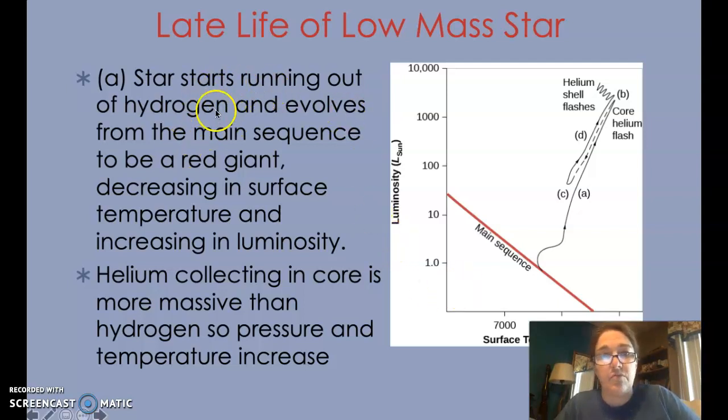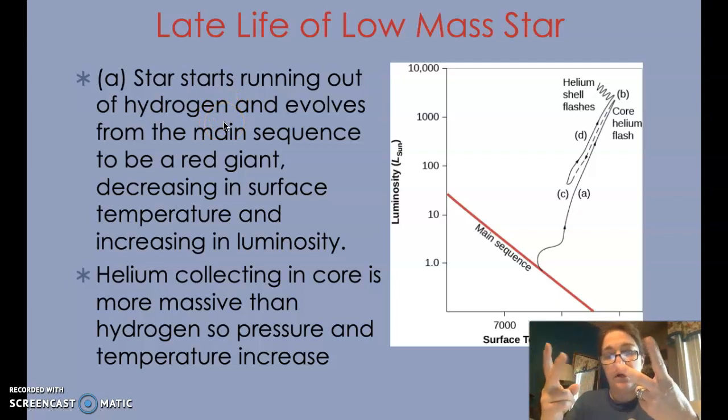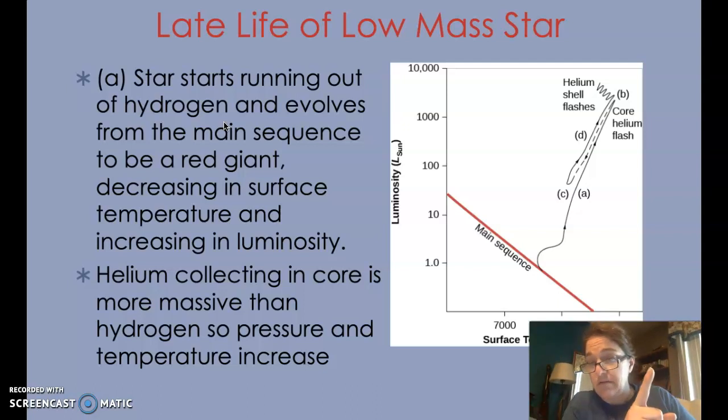The star is running out of hydrogen. So we start out with 4 hydrogens, and through the proton-proton chain, they combine to 1 helium and energy is released. The helium is more massive, and the protons and neutrons in it are more densely packed than the hydrogen. So the core is becoming more massive.